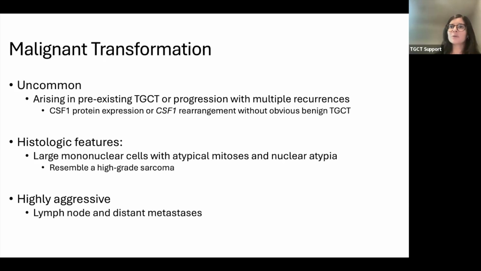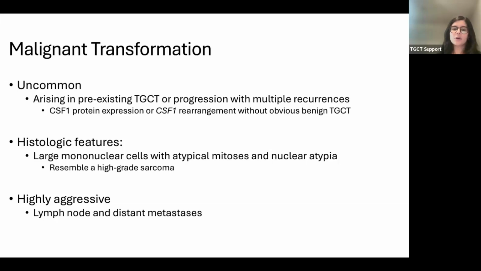Now, again, we're dealing with a rare disease. This malignant transformation is going to be even more rare. It's extremely uncommon. In all my years of practice, I have never seen a malignant TGCT, so it's really just case reports out there. But when we do see them, they arise in a pre-existing TGCT that has recurred and then gained more genetic aberrations, more mutations, and the accumulation of additional genetic events causes it to change and become malignant. But again, very, very, very rare.